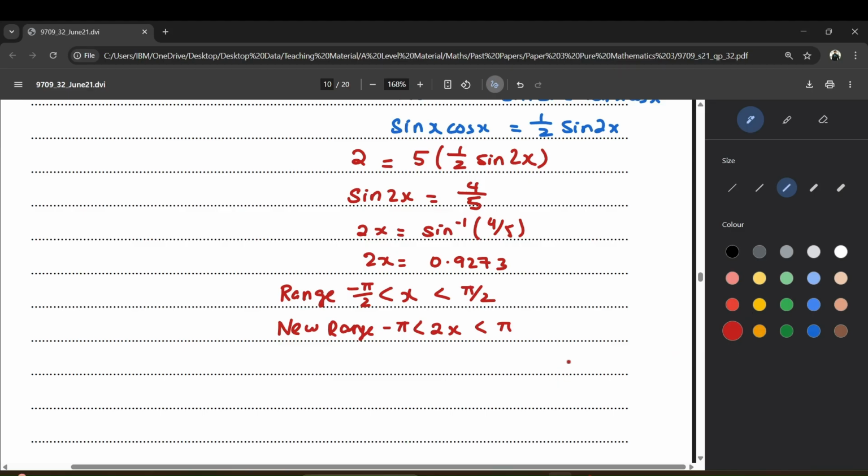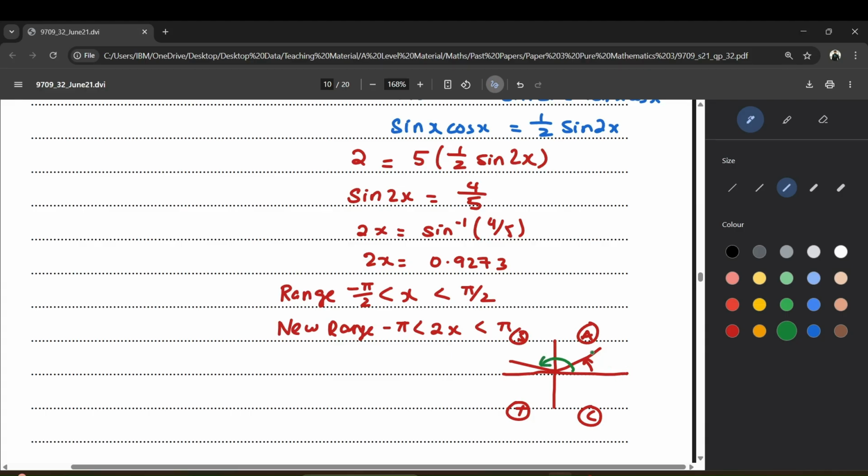Now here we can use the ASTC diagram, or some of you might be aware of it as the CAST diagram. Okay, so we have A, S, T, C. Now we know that our sine 2x, our sine ratio is positive. So sine is positive in the first quadrant and in the second quadrant. So the first solution will be over here and the second solution is going to be over here.